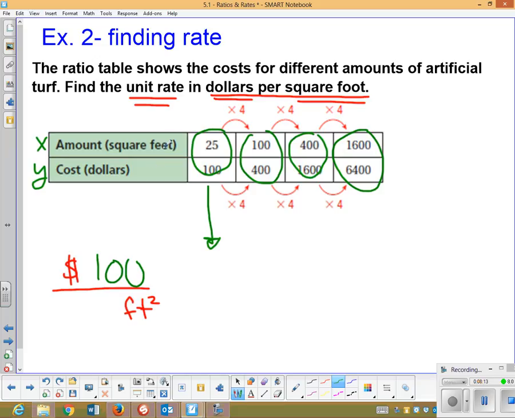Now, this is called a rate, not a unit rate. What I'm writing in blue, this is called a rate. So this is a rate. You write that down. Make sure you write that down also.